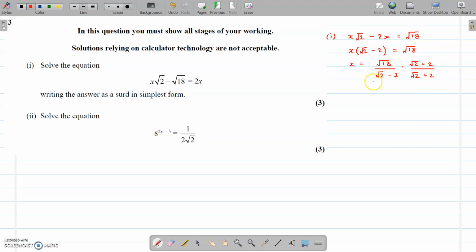And if we work this out, we get on the top line that x equals root 36. I'll write it in full. Obviously that's 6, but we're going to put root 36. That's the root 18 times the root 2, and we're going to add 6 root 2. And that comes from 2 lots of root 18, which is 2 lots of root 9 root 2, which is 2 lots of 3 root 2, which is where the 6 root 2 comes from.